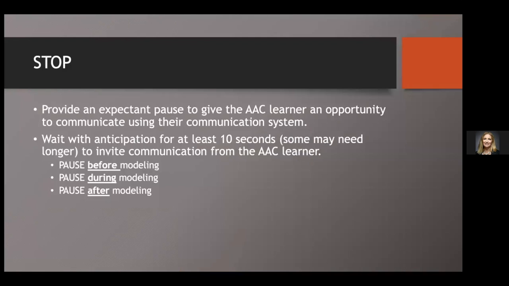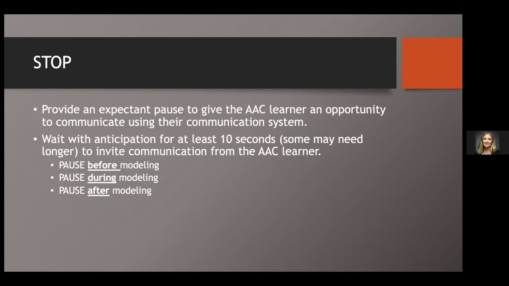So this is the last part. We want to give the AAC user plenty of opportunities to communicate. And sometimes it takes them a while, just like with us, when we first see the device, we're like, oh my gosh, we're overwhelmed. So we have to give them time. In that particular video, it was 10 seconds, and some might need 30 seconds. So you want to respect them and give them time to find things.